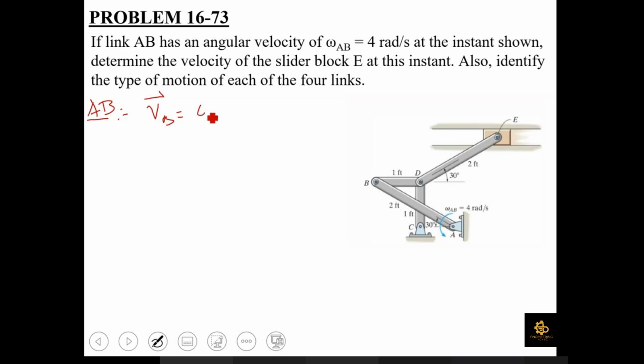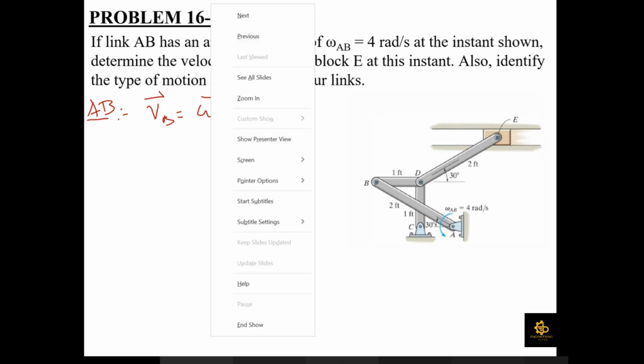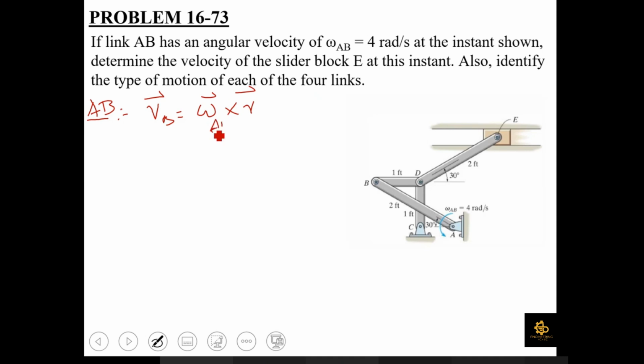It is omega AB cross R, which is going to be the velocity of point B. Omega is the angular velocity of this link AB, and R is the absolute position vector, which is named here as RB. So this is going to be the velocity of B. Omega is already given to you: this link AB is undergoing rotational motion with a speed of 4 radians per second in a counterclockwise direction. So you can write omega equal to 4K cross RB.